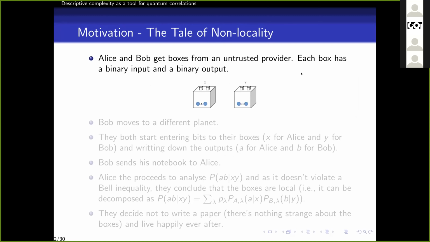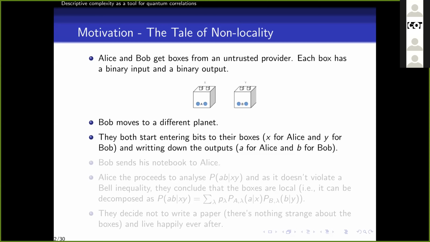The usual tale goes as follows. We have Alice and Bob. They get boxes from an untrusted provider. And each of the boxes has a binary input and a binary output. This can be generalized to other scenarios. We can just stick to the simplest one, which is this CHSH scenario. So after they get the boxes from the untrusted provider, Bob moves to a different planet, somewhere, anywhere in the universe. And then both of them start entering bits to their boxes, through the buttons they have on the boxes.